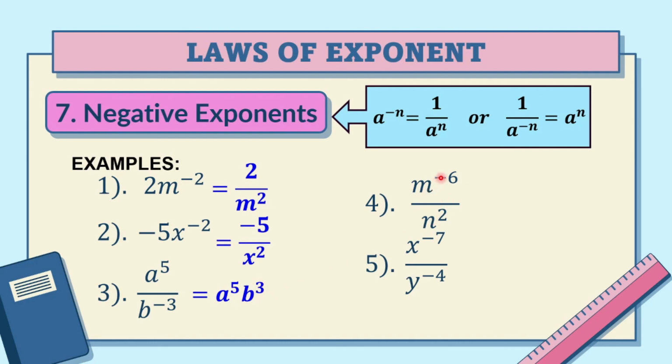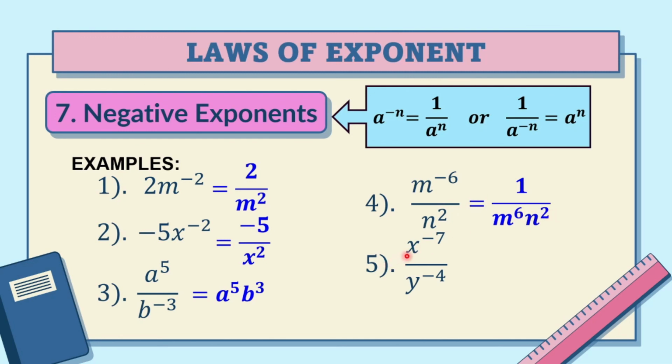Let's proceed to number 4. We have m raised to negative 6 divided by n raised to 2 or n squared. Okay, so ang mangyayari, si m raised to negative 6 ay ang negative exponent niya. Kaya ang mangyayari, siya ay pupunta sa denominator at magre-remain lang si n squared. Paano yung sa numerator? Wala naman na siyang kasama. Ang mangyayari, maglalagay tayo ng 1. Okay, so magiging final answer is 1 divided by m raised to 6 n squared.